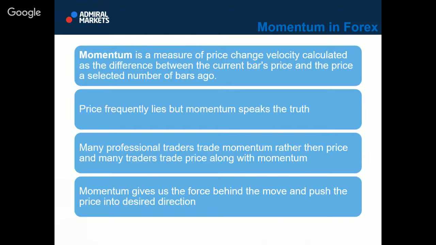So what is a momentum? Momentum is a measure of price velocity. So you need to differentiate always between momentum and trend. Trend is both zigzag and momentum. So if you see a bullish zigzag, that means higher highs and higher lows, that trend will have a momentum.